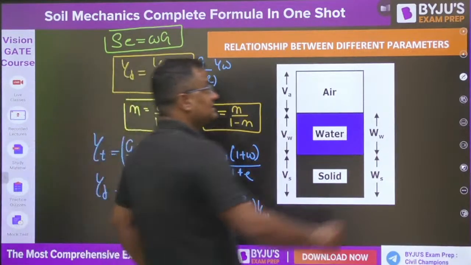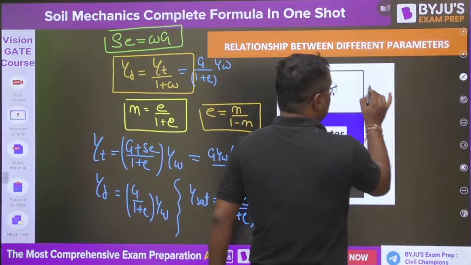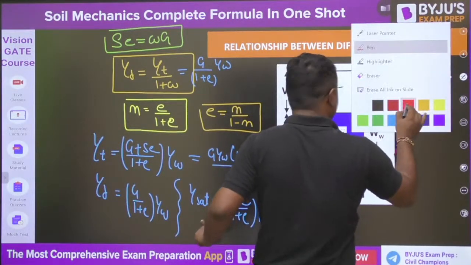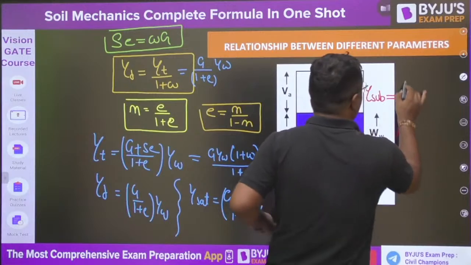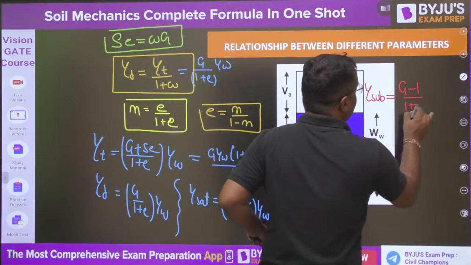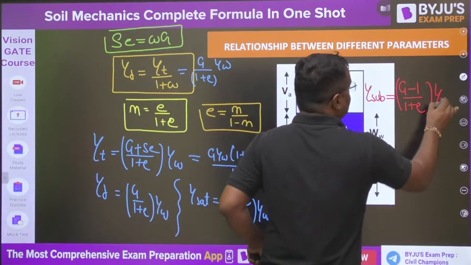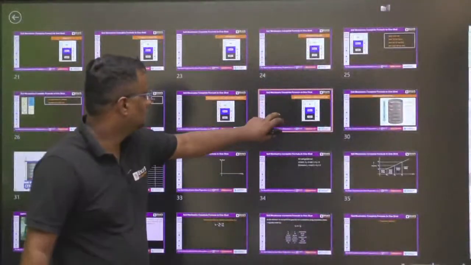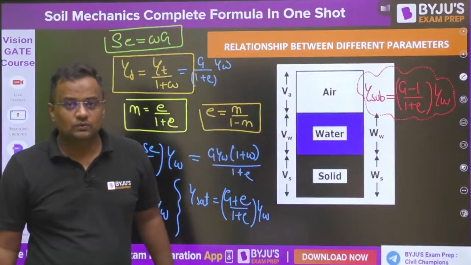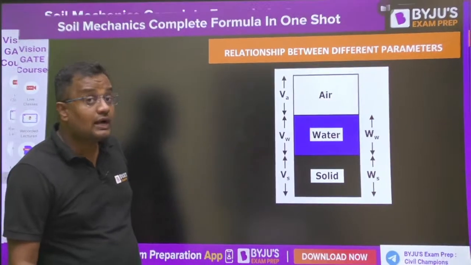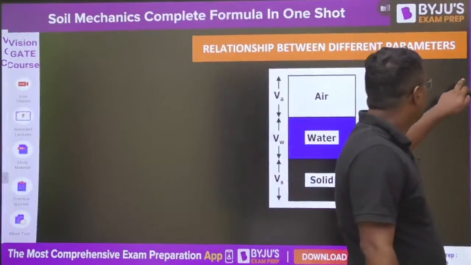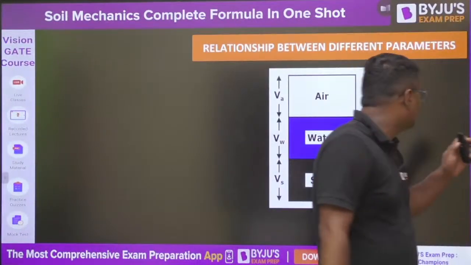Now, gamma submerged is gamma sat minus gamma w. In this you subtract gamma w, and you will get G minus 1 upon 1 plus e into gamma w. Now, guys, one formula which has been asked, and many students in that GATE were not able to do it.